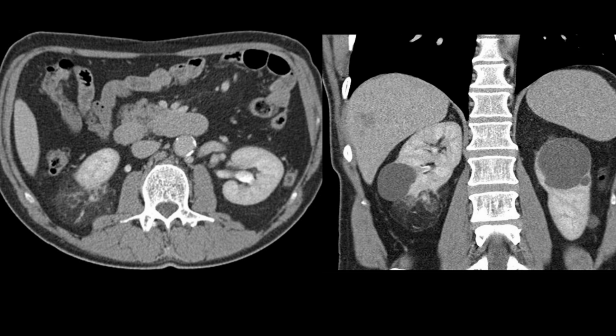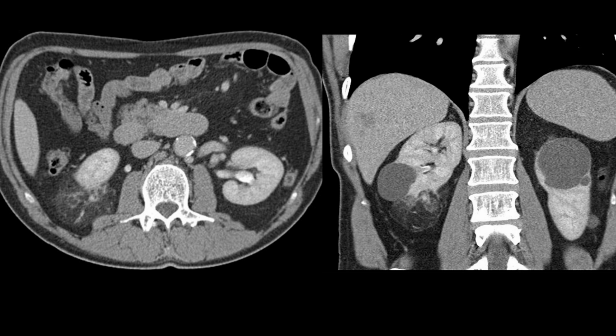And lastly, we've got some simple cysts in both kidneys, which are really common and typically benign. They're not something we're too concerned about unless they show unusual features like thick walls or septations. But in this case, they appear to be just simple cysts, which are very common and typically harmless.